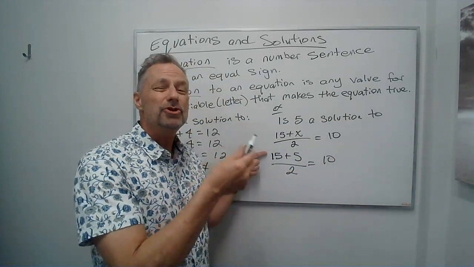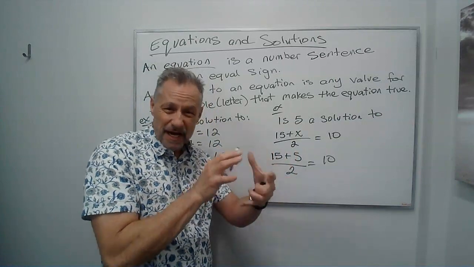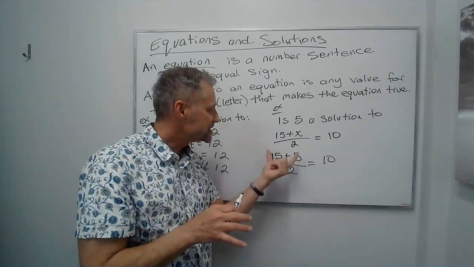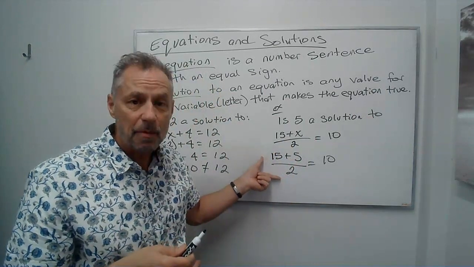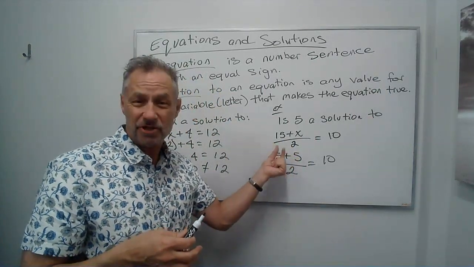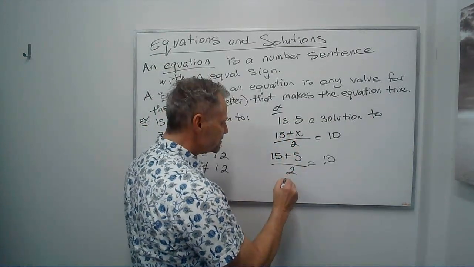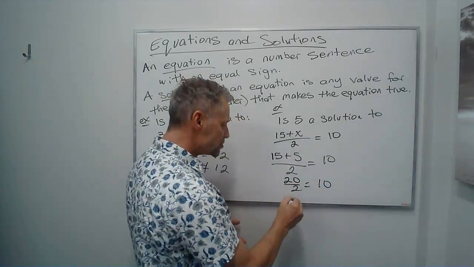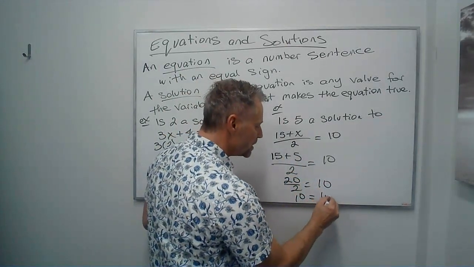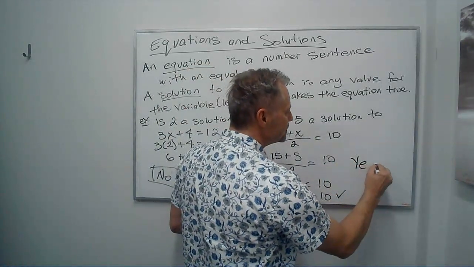Well, order of operations says the numerator acts kind of as a grouping symbol, kind of like parentheses. The whole top you would solve, the whole bottom you would solve, before you do any other operation. So I have to add the 15 and the 5 on top to get the numerator as one number before I divide. So 15 plus 5 is 20. 20 divided by 2 is 10, and 10 equals 10. So this time it's true. So this time we say yes.